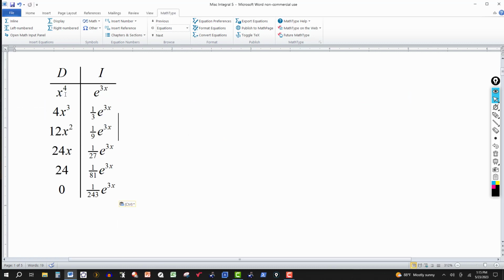The x to the fourth would be your u in the standard procedure. The e to the 3x would be the dv, and this would involve integration by parts repeated several times, so it'll be lengthy. But with this method, it really shortens it, because all we do is take the u on the left side and take the derivative, and if it goes to 0, that's even better. This one did. And then on the right, we take the integral and keep going. Then we have to remember that the signs will alternate.